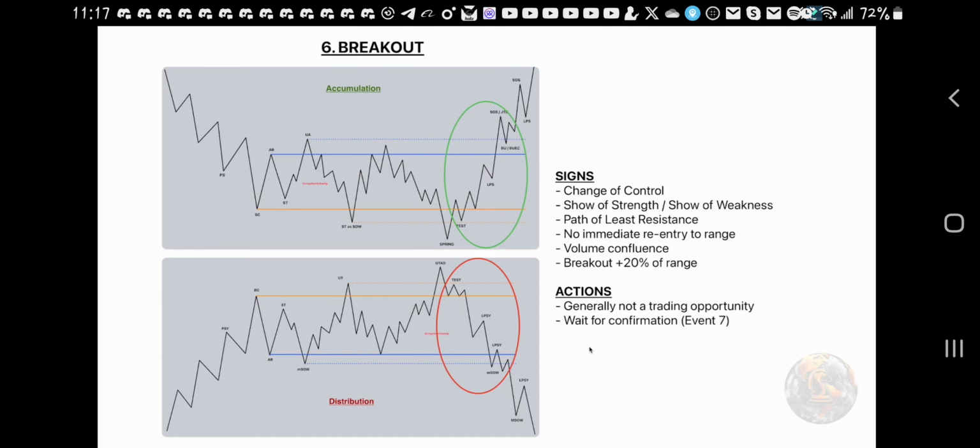Now, if you are a scalper or a day trader, and let's say this accumulation or distribution is happening on a daily chart, so if it's a high time frame structure and you trade on low time frames, you can trade them, but very quick entries and very quick exits. But if you're trading the structure itself, you don't buy the breakout in either side. You wait for the retest, which we're going to talk about now in event 7.